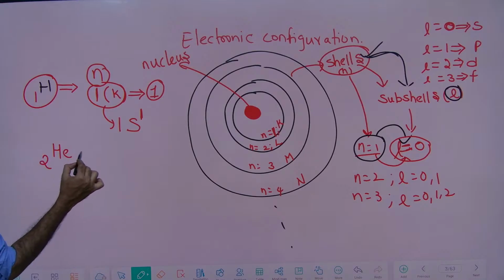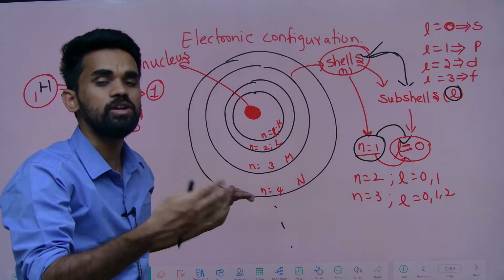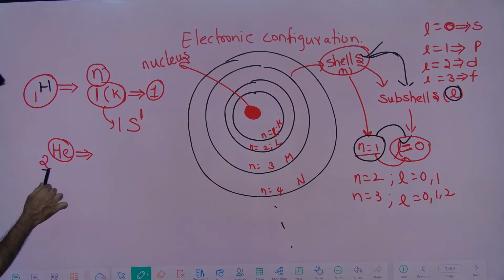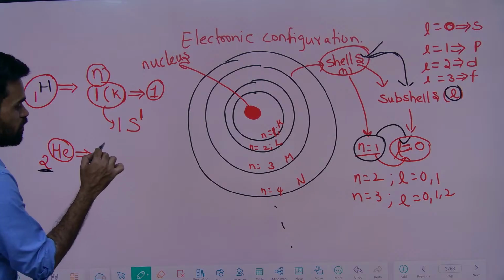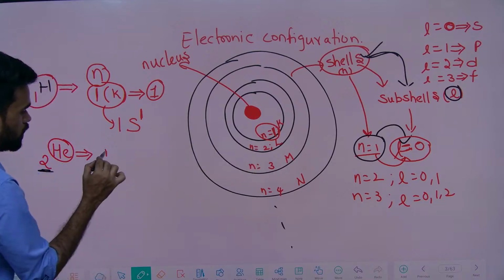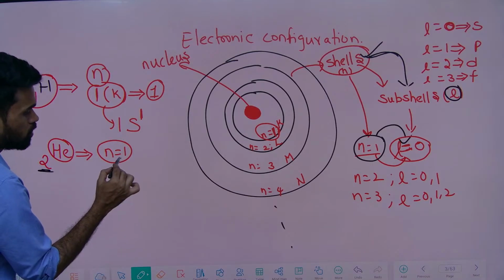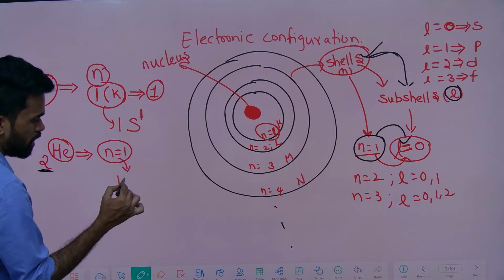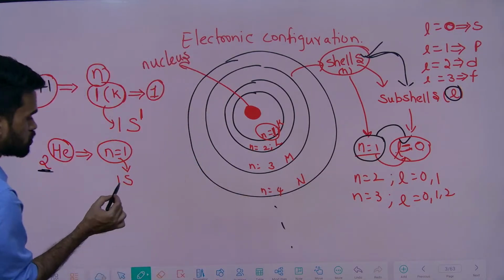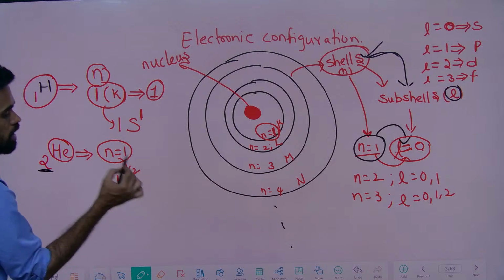So 2 electrons should be there because the atomic number is 2. Just follow me for the next 10 elements as examples, then you can easily write the electronic configuration. So helium's atomic number is how much? 2. So 2 means the first shell, n equals 1. In this shell we have the 1s orbital, because if n equals 1, the L value is how much? 0. And L equals 0 means s. So 1s you can write. Here you can fill 2 electrons.